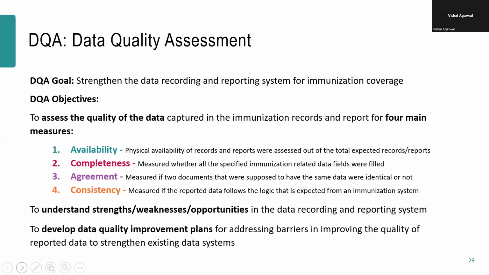The second objective was to understand the strengths and weaknesses of the immunization system in terms of data management. The third and last was to develop the data quality improvement plan, to address all the barriers identified during the data quality assessment, showing how they can be improved and the timeline to complete those activities. All of that can be envisaged in the data quality improvement plans. Next slide, please.